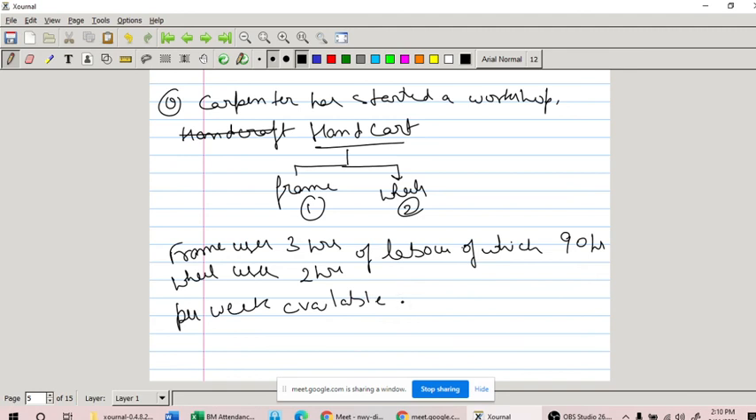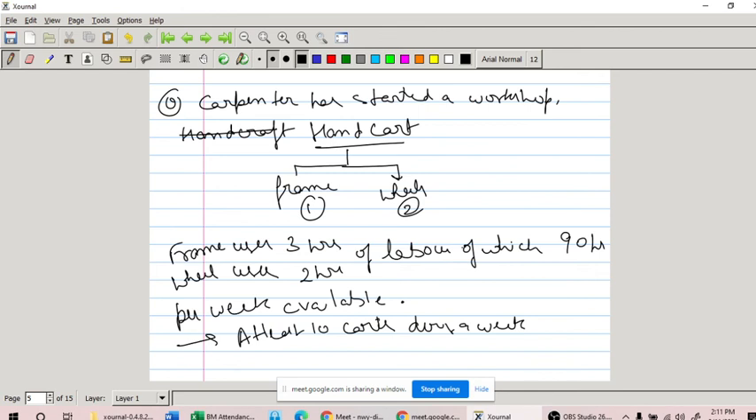कहता है कि एक कारपेंटर है जो हैंड कार्ट बनाता है. He is making a hand cart and one hand cart has one frame and two wheels. It says that a frame uses 3 hours of labor and a wheel uses 2 hours of labor, and it has 90 hours of labor per week. The carpenter wants that he should manufacture at least 10 carts. क्या चाहता है भाई? At least 10 carts वो बनाए. कब? During a week. Why is the weekly figure given?